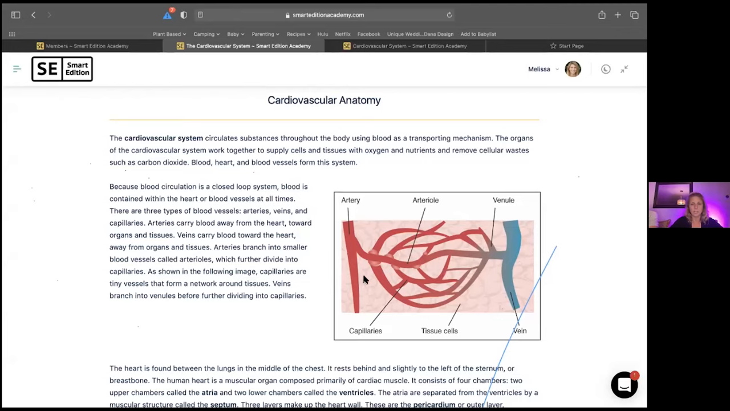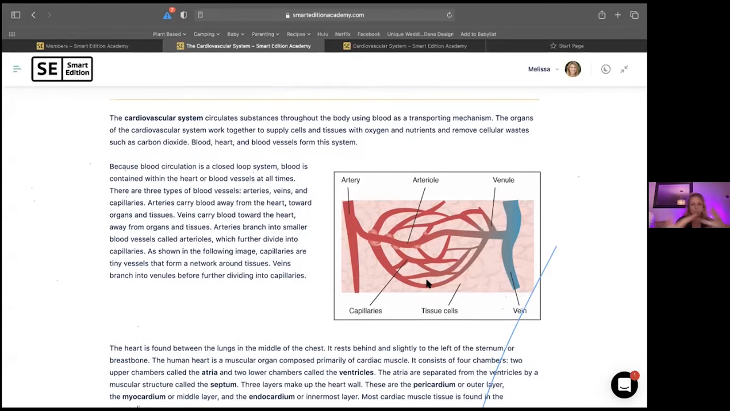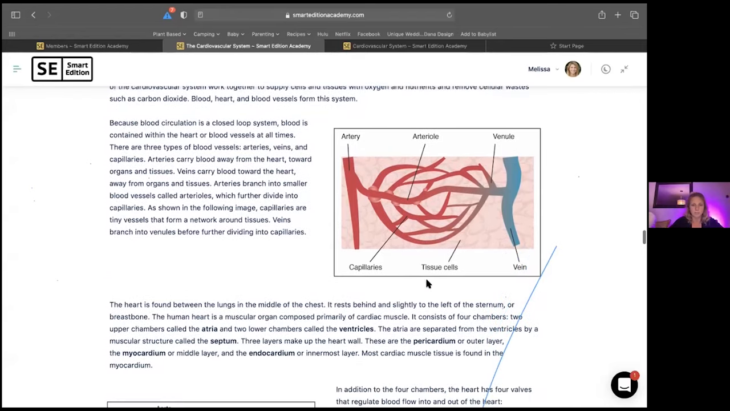So once the arteries and the veins get to where they need to go, we have all the small little branches, networks that are doing all that gas and blood exchange and switching and whatnot.